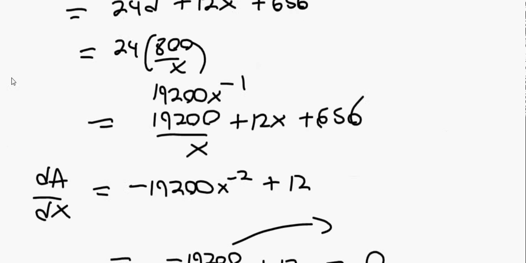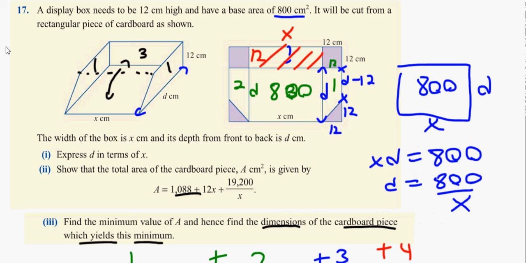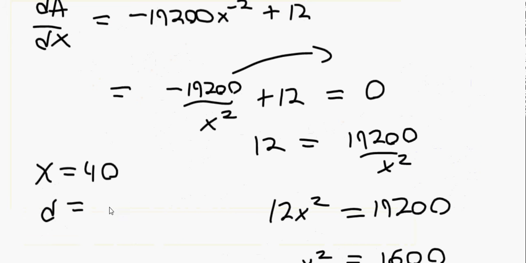Now, x equals 40. It asks for the minimum value of A, and hence the dimensions of the cardboard piece that yields this minimum. We know that x equals 40, and then we have to find out what D is. D is going to be 800 divided by 40, so D is going to be 20. Okay, so that is it.